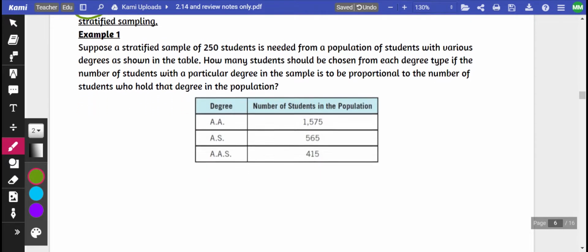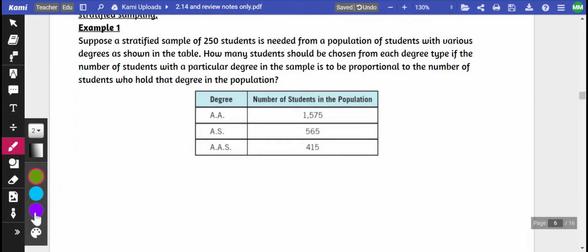So for example 1, it says suppose a stratified sample of 250 students is needed from a population of students with various degrees as shown in the table. How many students should be chosen from each degree type if the number of students with a particular degree in the sample is to be proportional to the number of students who hold a degree in that population?